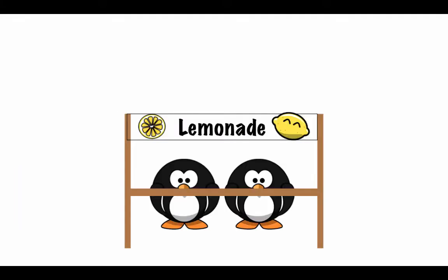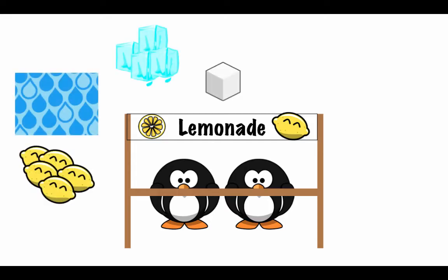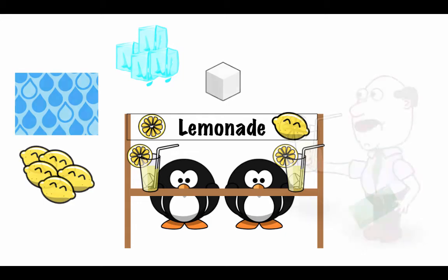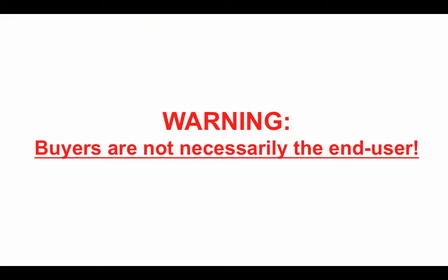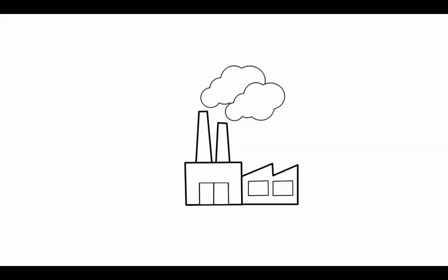So a lemonade stand has both buyers and suppliers. The suppliers of the lemonade stand include all the ingredients to make lemonade. The buyers from the lemonade stand are the customers who buy the lemonade. It's important to take note that the buyers are not necessarily always the end users.